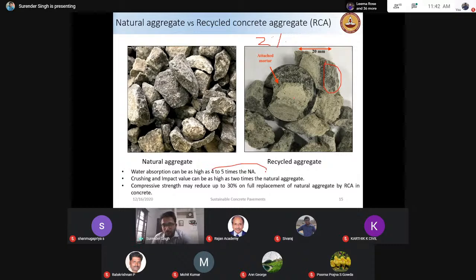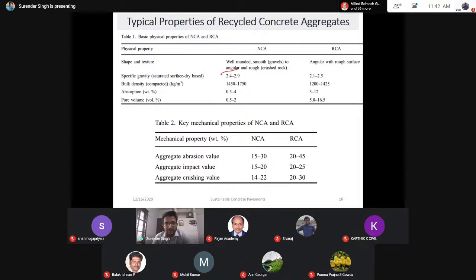That is around 10% also. That means we cannot use it, right? We'll see. What about the rest of the properties? You can see specific gravity of the aggregate that you are using for pavement or building should be between 2.4 to 2.9. But for the recycled aggregate, it is very, very less.